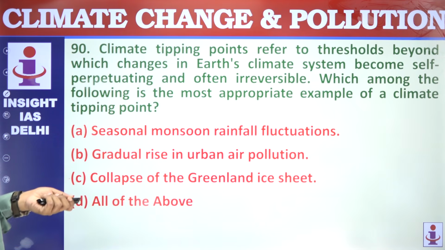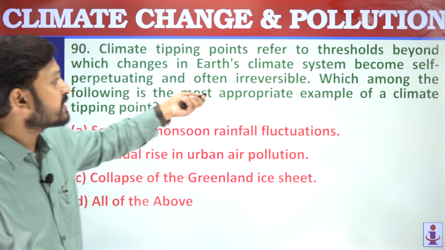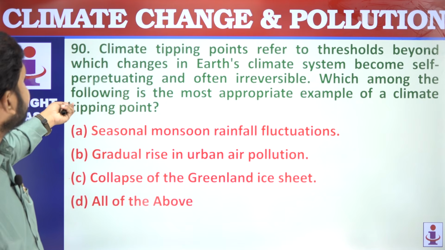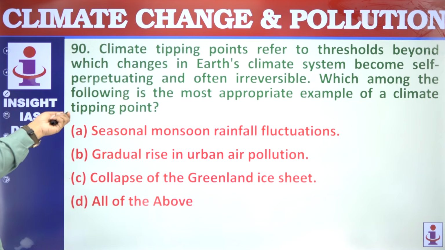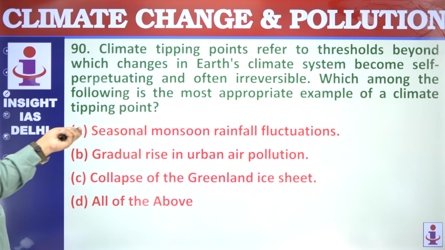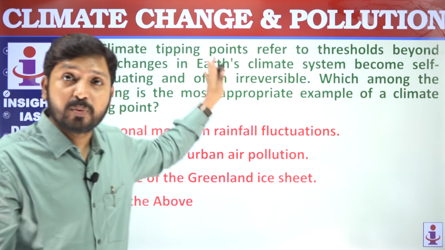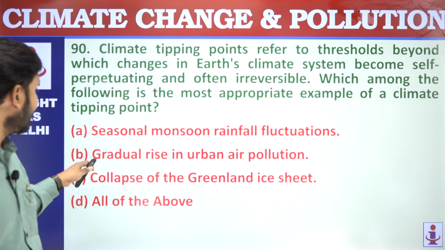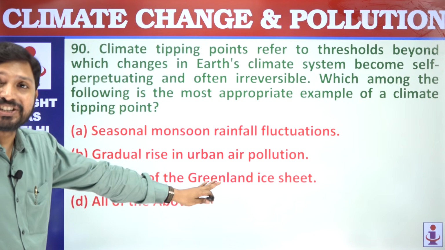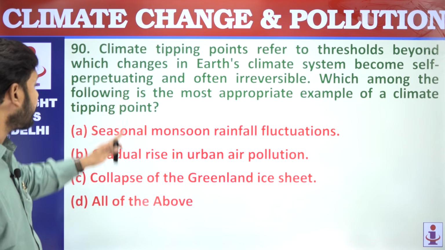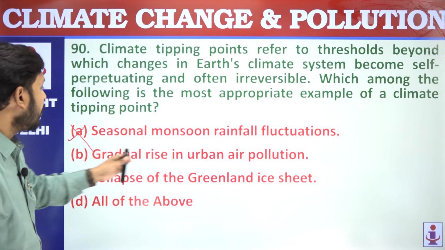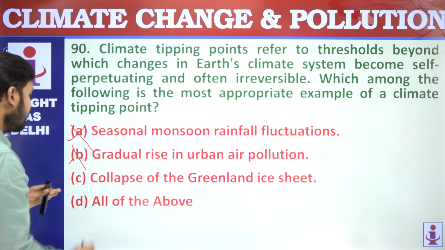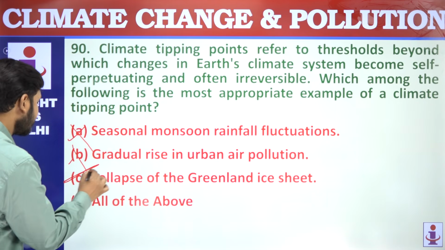Climate tipping points refer to thresholds beyond which the changes in the Earth's climate system become self-perpetuating and often irreversible. Which of the following is the most appropriate example of a climate tipping point? Earlier also one of the questions mentioned this, right? Collapse of the Greenland ice sheet. They have mentioned it in the earlier questions also, in one of the statements. Seasonal monsoon rain fluctuation, this is not it. Gradual rise of urban pollution, no. This is the right answer for us.